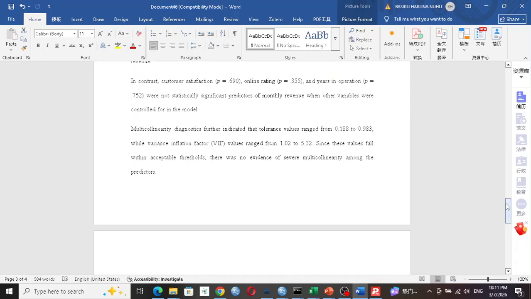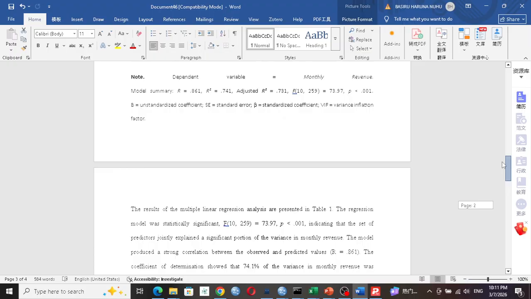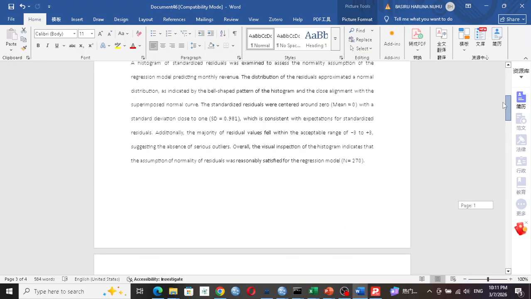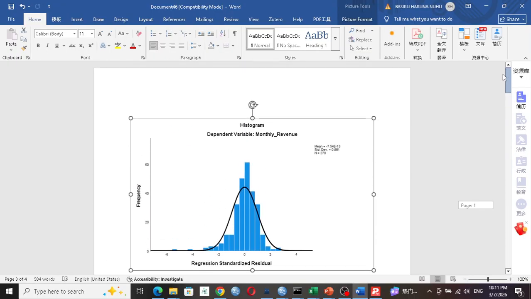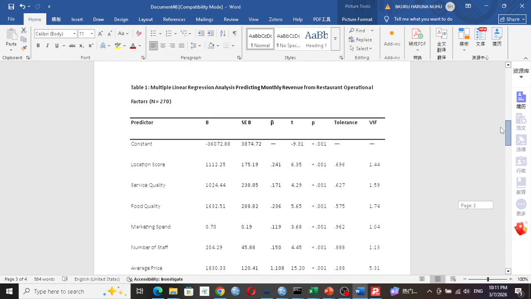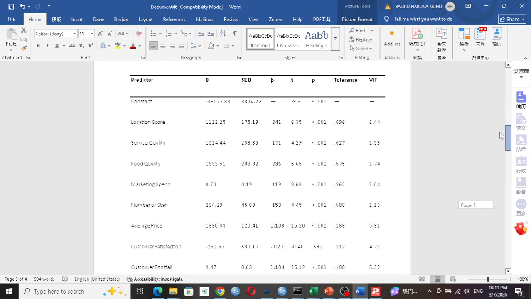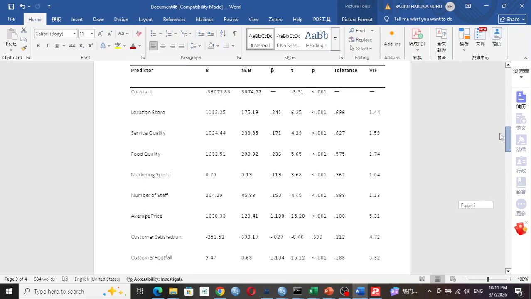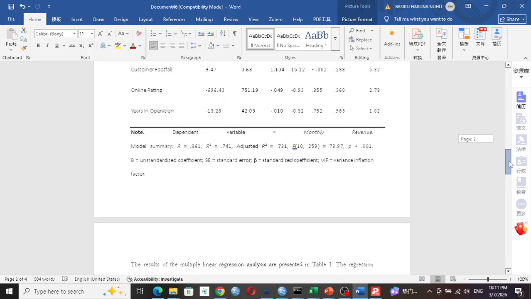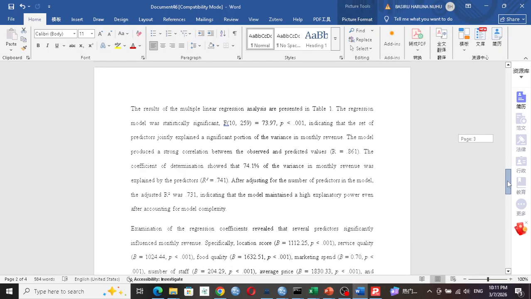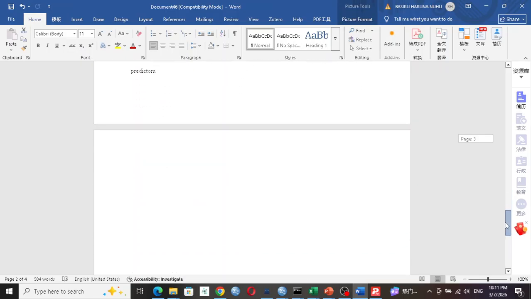So basically, this is how we report regression analysis. You start with checking the assumptions, then you check the coefficients that have much impact or significant influence. Then you check the multicollinearity, and in that case you have your standard report for regression.